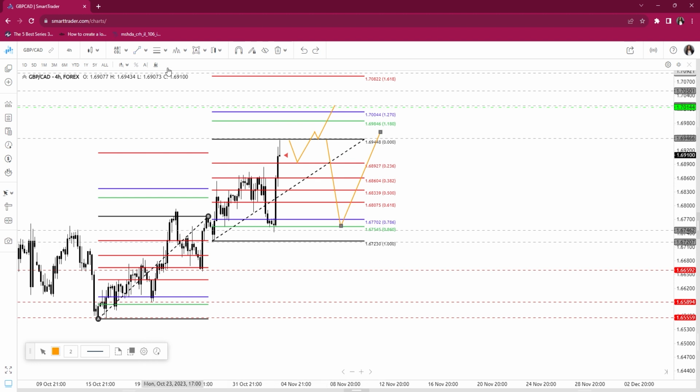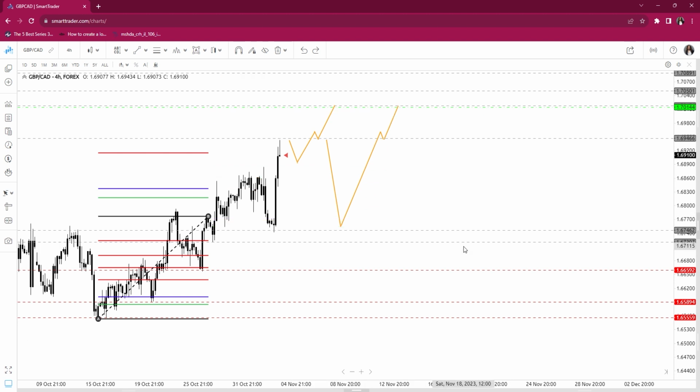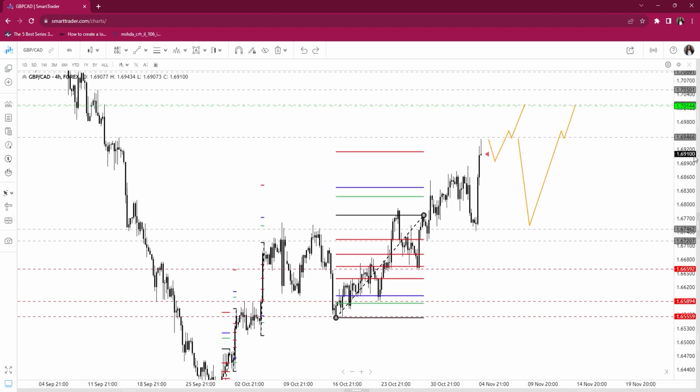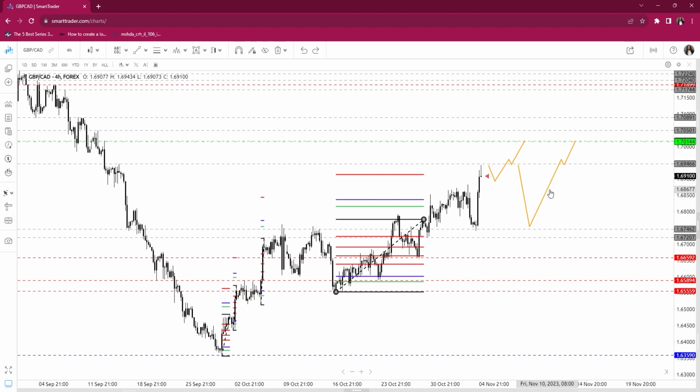But I'm more inclined to believe in that first scenario, and then we hit the extension. That's what I'm inclined to believe, the first one. But we'll see what happens. We'll see what price is going to do, and play accordingly. Now, again, this is not the move that I'm looking for. I'm interested in a potential move to the downside.